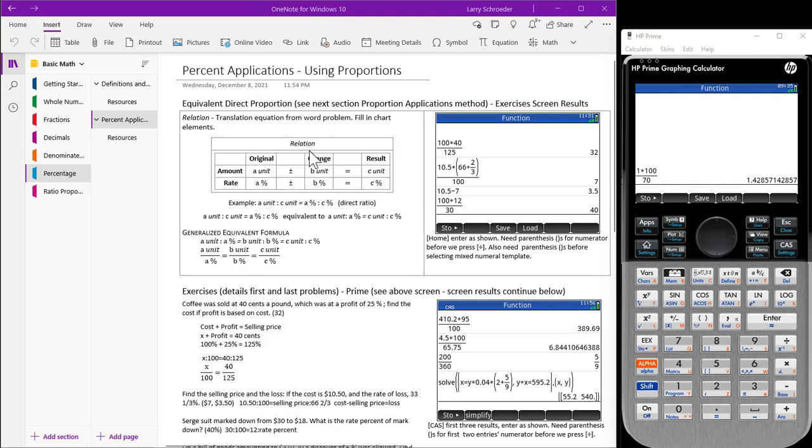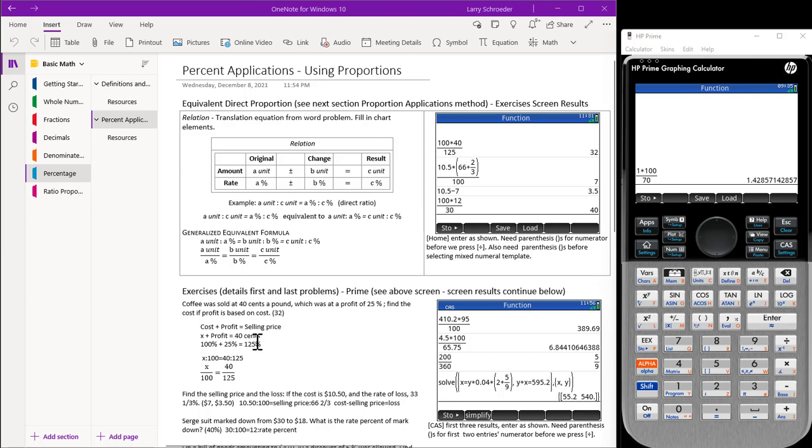So we have our relation and then we come up with our line for amounts and our line for rates. Our relation is cost plus profit equals selling price. X plus the profit equals 40 cents. 100% plus 25%, since it was based on cost, the 100% was here. The selling price is 125%.